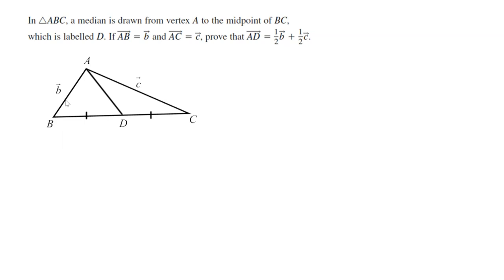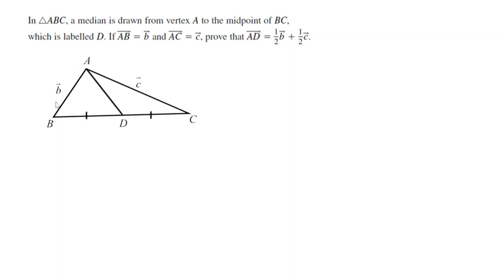If AB is B, that's labeled on the diagram, and AC is C, that's also labeled on the diagram, prove that A to D, this line right here, is half of the B vector plus half of the C vector. So going from here to here is actually adding together half of B. If you took half of B and half of C, it would give you this vector. Now remember that the direction matters.